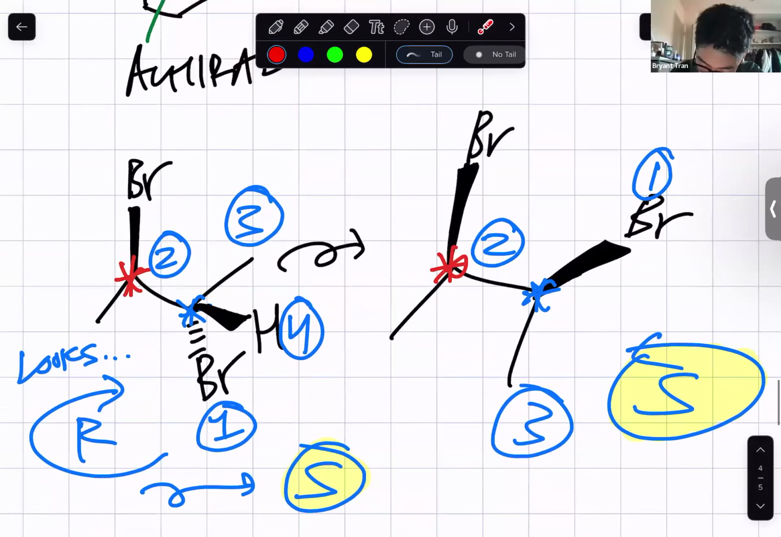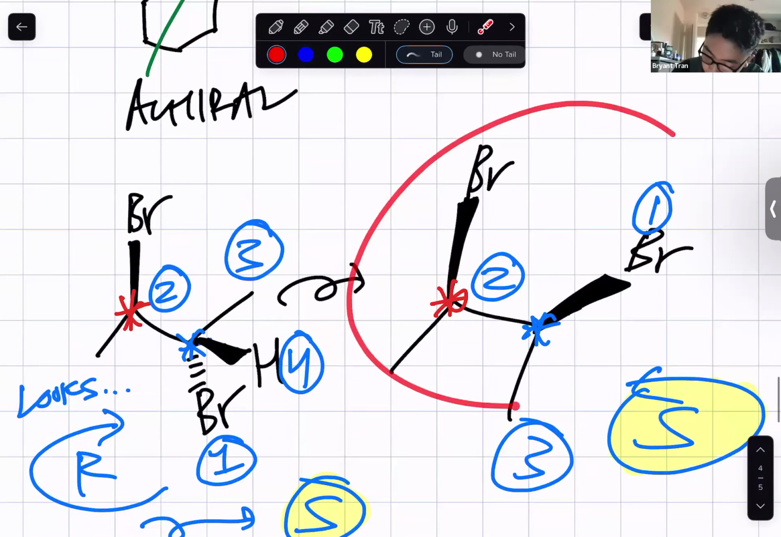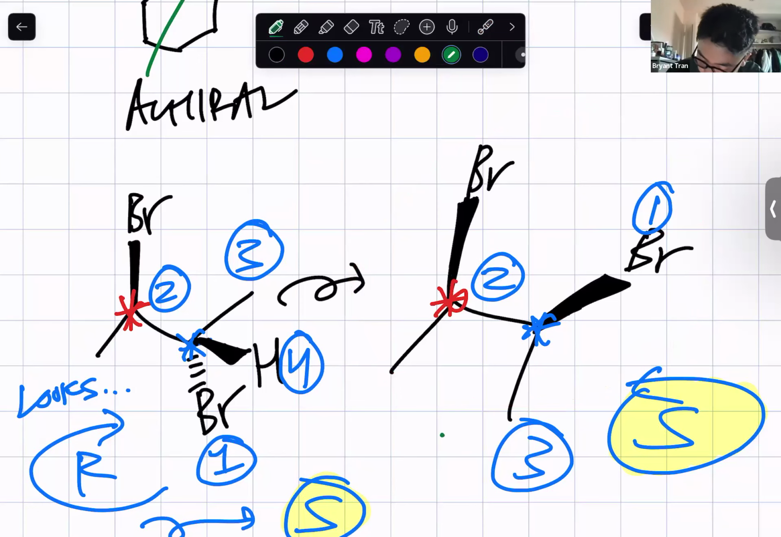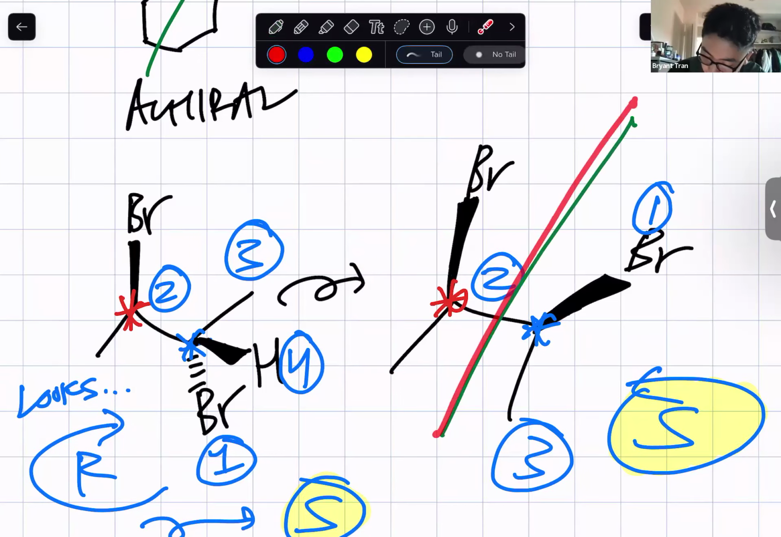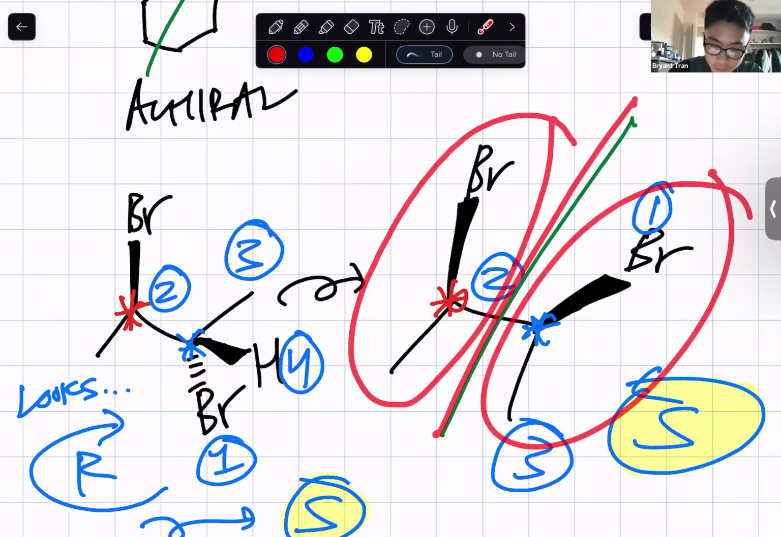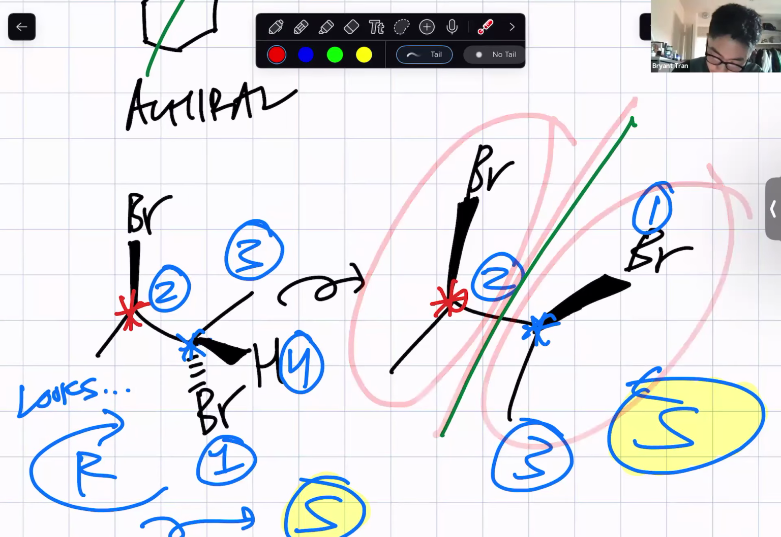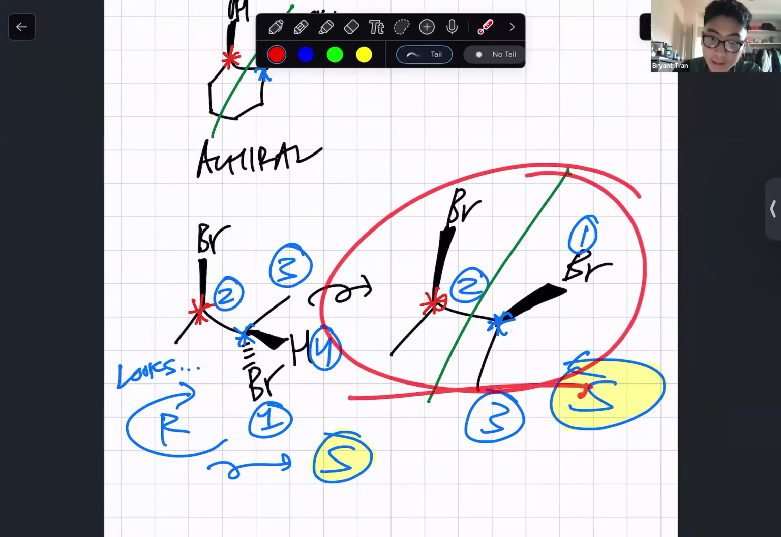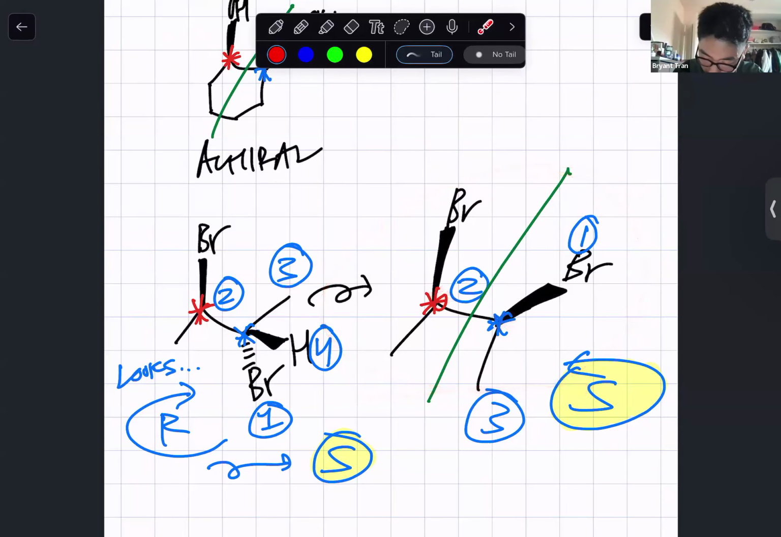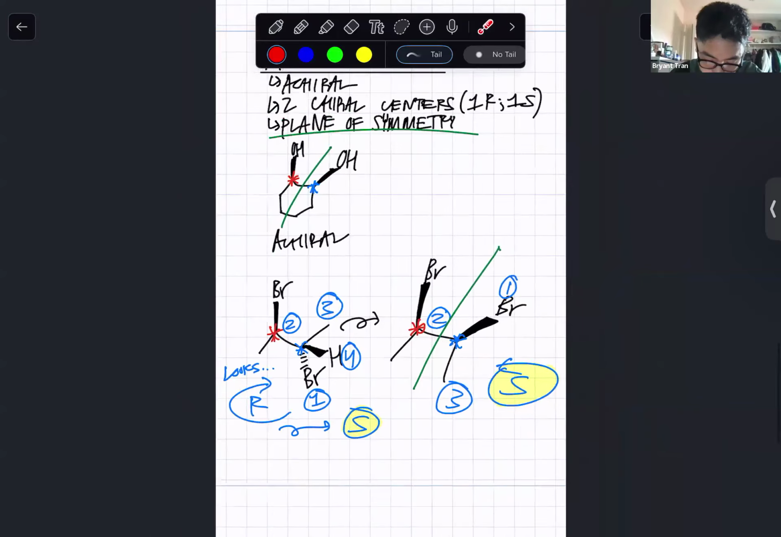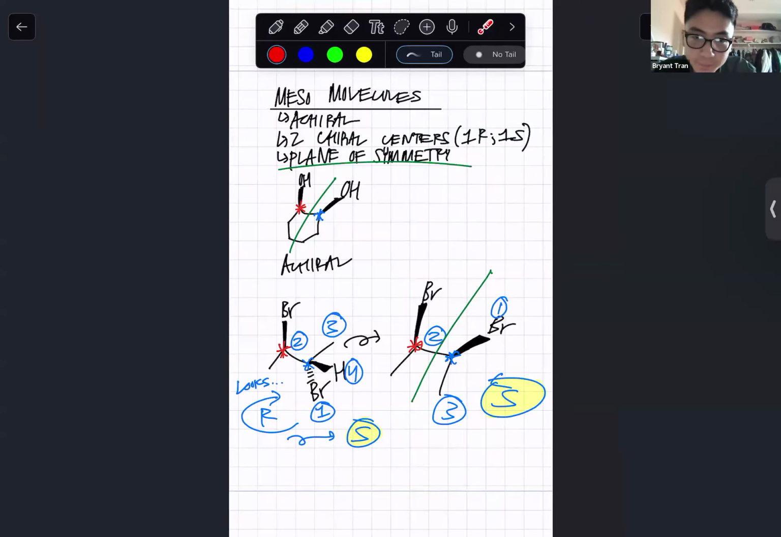Nice. So now the reason why we redraw like this is because we now clearly see the plane of symmetry down this plane of the molecule here, where everything on this side of the molecule is the same as everything on this side of the molecule. They're symmetrical, right? And that makes this molecule meso and therefore achiral, even though there are two chiral centers here, right? Any questions on this meso molecules concept here?